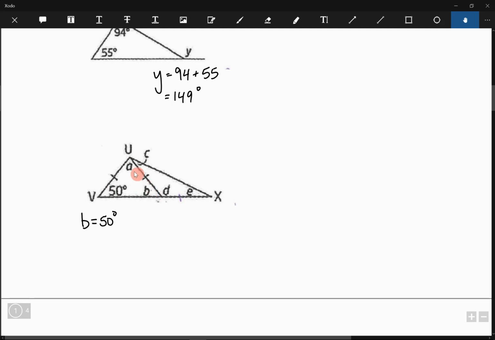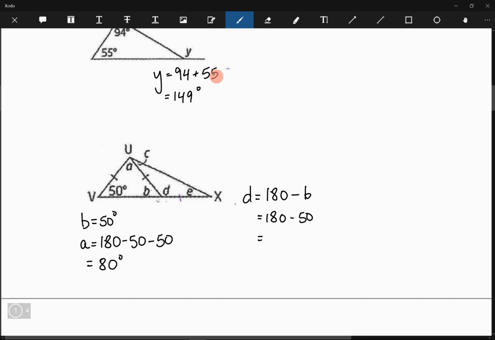Okay, and once we find B, then we can find A using the interior angle rule, because all three angles inside of a triangle have to add up to 180. So I could say here A is equal to 180 minus 50 minus 50, and that is 80 degrees. Okay, next we can find D. This is the supplementary angle rule, so B and D have to add up to 180. So I can say here D is equal to 180 minus whatever angle B is, which is 50. So 180 minus 50, which is 130 degrees.